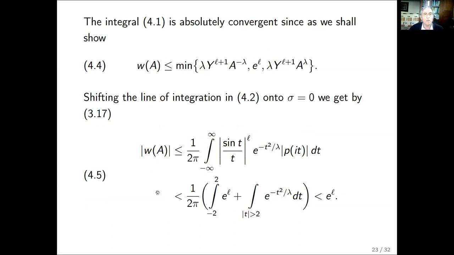If we want to control the size of this weight function W, then by moving the line of integration it is relatively easy to show that if a is large, the first term here will be small. If a is small, much less than 1, then the last term here will be small, so the minimum will be small. So in some sense e to the l will be the maximum size of this W(a), roughly speaking and not exactly. If we are on the logarithmic scale far from zero, so if a is much smaller than 1 or much larger than 1, then we have negligible weights for this weight function.